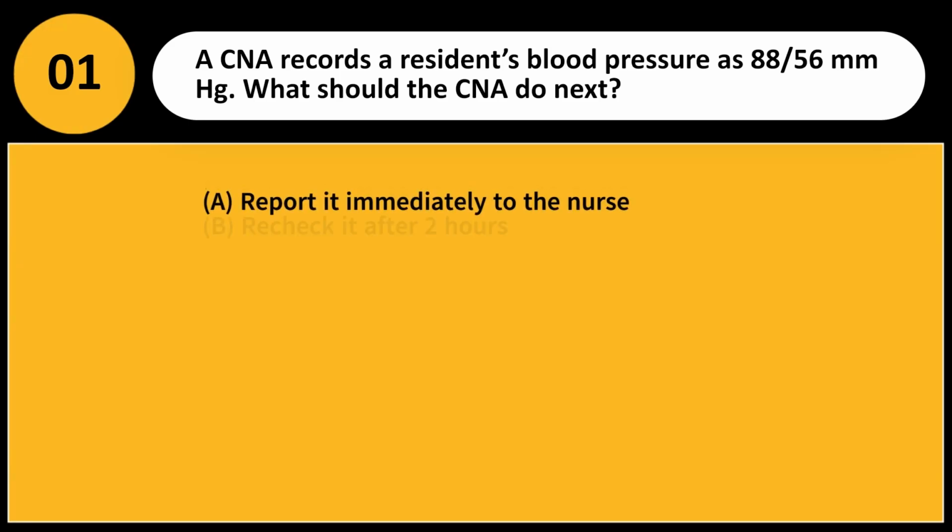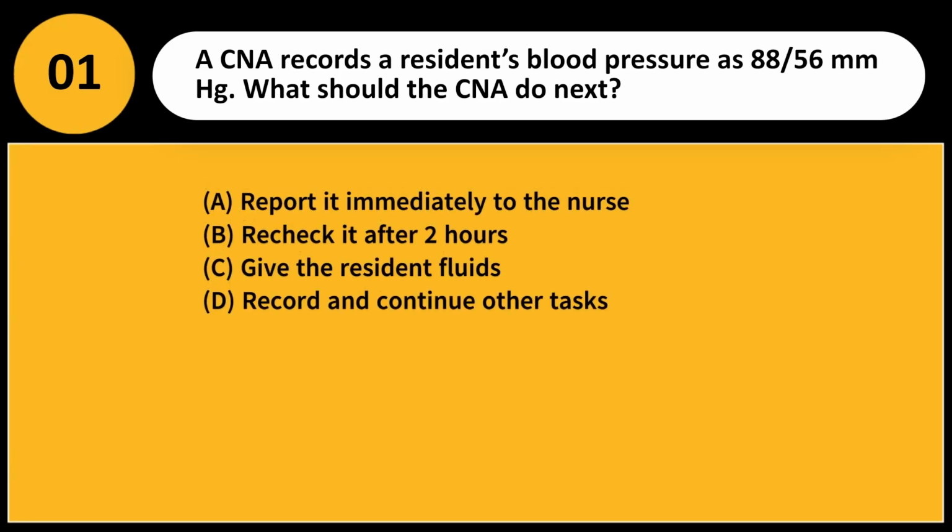A CNA records a resident's blood pressure as 88/56 mmHg. What should the CNA do next? A. Report it immediately to the nurse. B. Recheck it after 2 hours. C. Give the resident fluids. D. Record and continue other tasks.